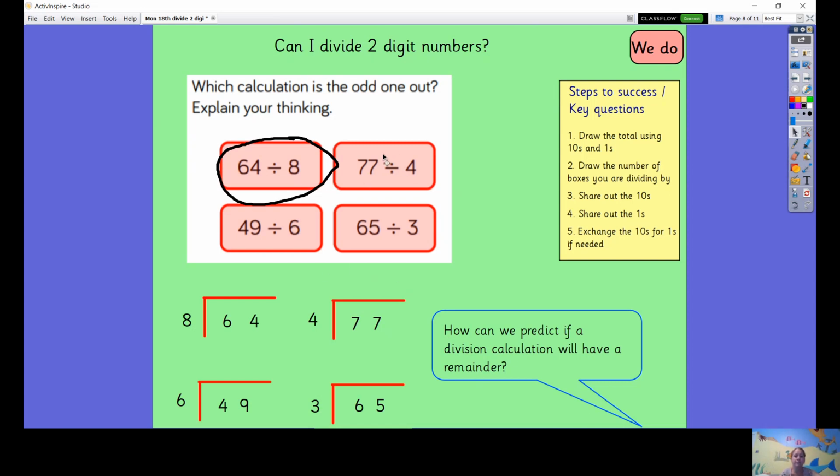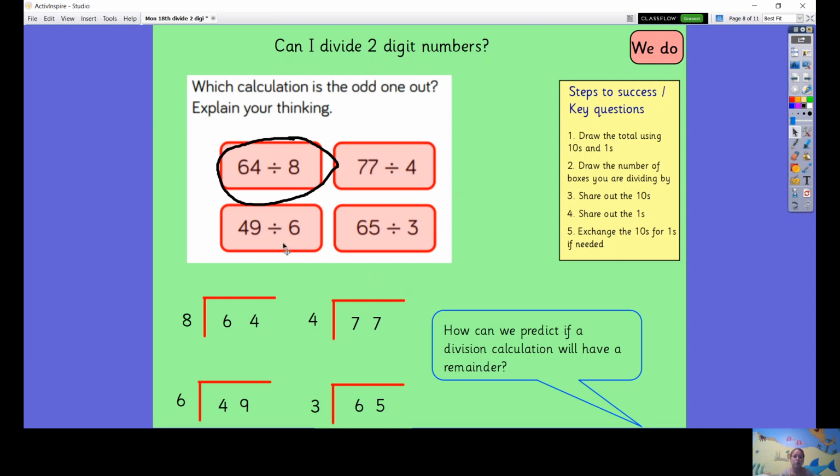Then I looked at this one, 77 divided by 4, and I thought that one's definitely going to have a remainder because it is divided by 4 and it's an odd number. And I know that in the 4 times table, there aren't any answers with odd numbers. So I know that there must be some leftovers from this one. I don't know what it is because I haven't worked it out, but I do know that there's going to be one.